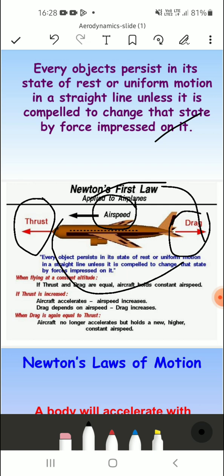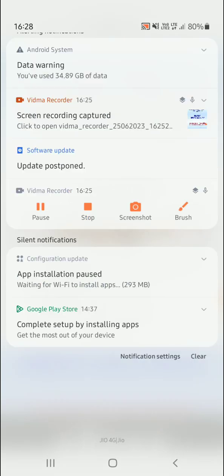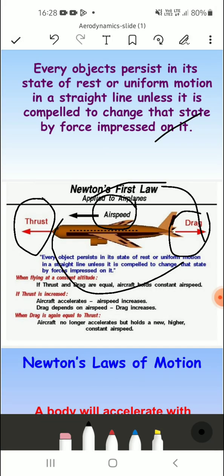So Newton's first law you already know. Every object persists in its state of rest, an object remains in its state of rest until an external force is exerted on it. This is the first law, you already know it. Then there are two forces which you may not know, the thrust force and drag force.